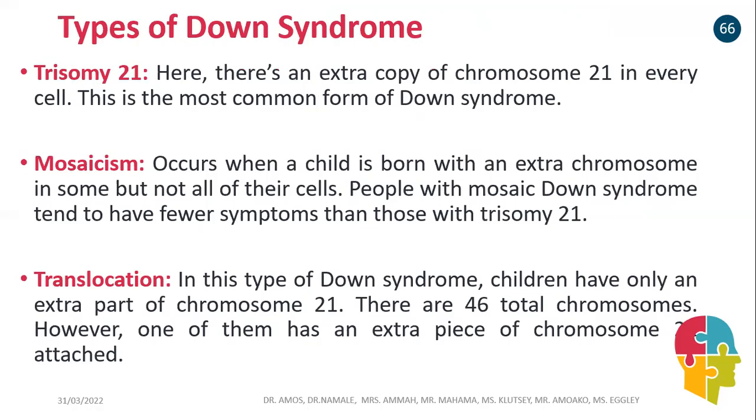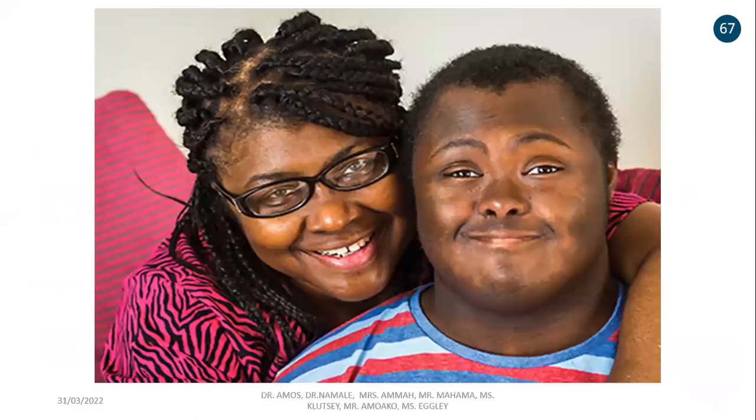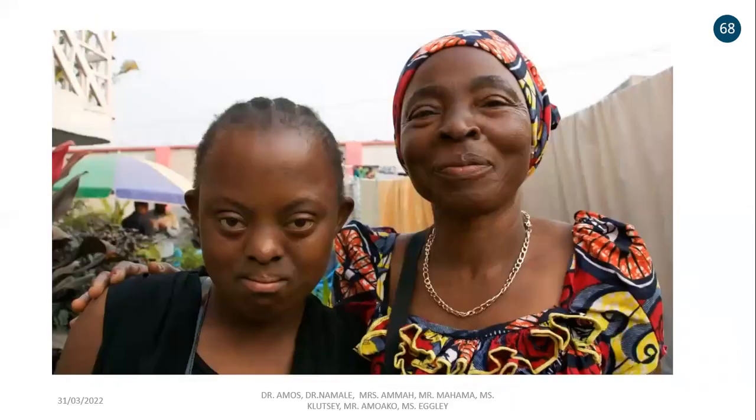In mosaicism, the person has an extra chromosome in some, but not all of the cells. Then in translocation, they have only an extra part, not the full chromosome, an extra part of the 21st chromosome in addition to what they have. So people with trisomy 21 will have the severest of the symptoms, followed by mosaicism, and followed by translocation. So I have a picture of a child with Down syndrome with a mother.